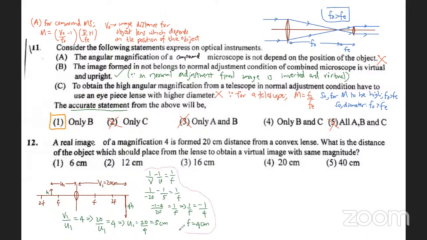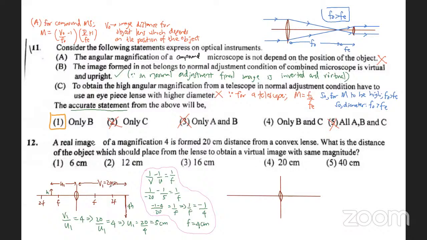How many of you figured this out? Raise your hands if you found out that f is equal to 4. That is pretty straightforward, people. Right, now let's move on to the next part. They are asking us for the same magnitude. So that is a bit of a concern for me. I mean, what are they saying? What does same magnitude mean? What is the distance of the object which should be placed to obtain a virtual image with the same magnitude?